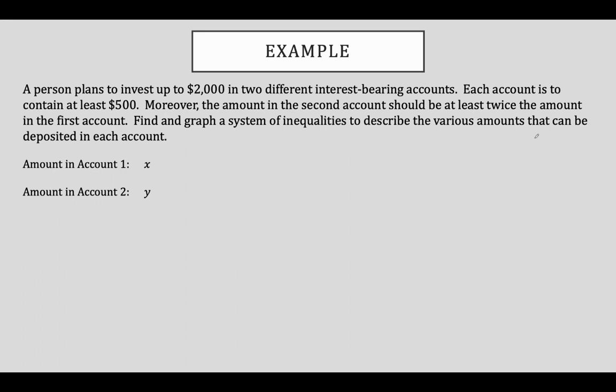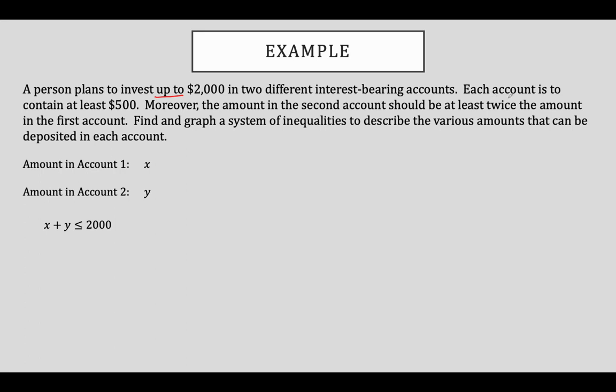Now let's see if we can come up with some inequalities based on the information that we have. A person plans to invest up to $2,000 in two different interest bearing accounts. So $2,000 would be the maximum amount that they can invest. That's the maximum amount of money they have to invest. That means the sum of x plus y, the amount in each account, must be less than or equal to 2,000. X plus y is less than or equal to 2,000.